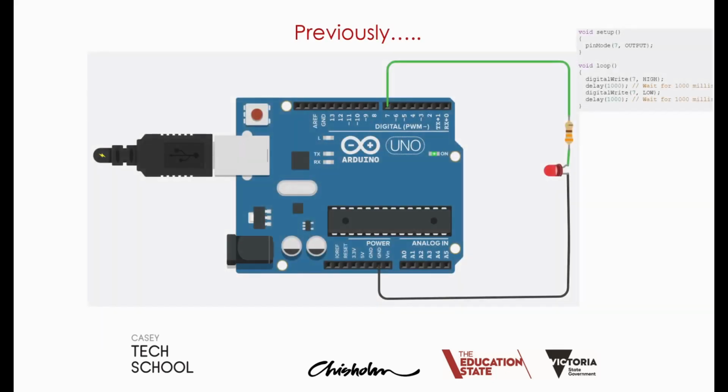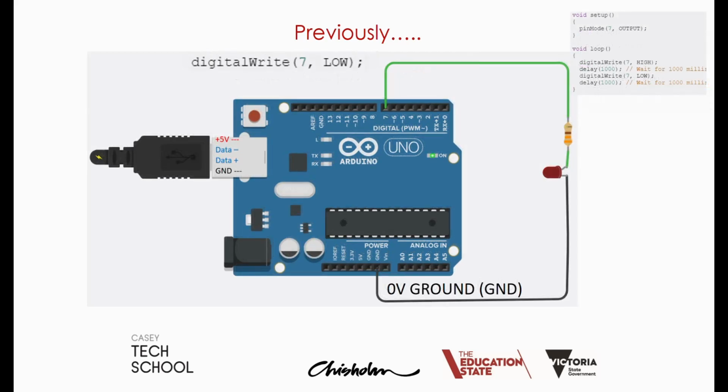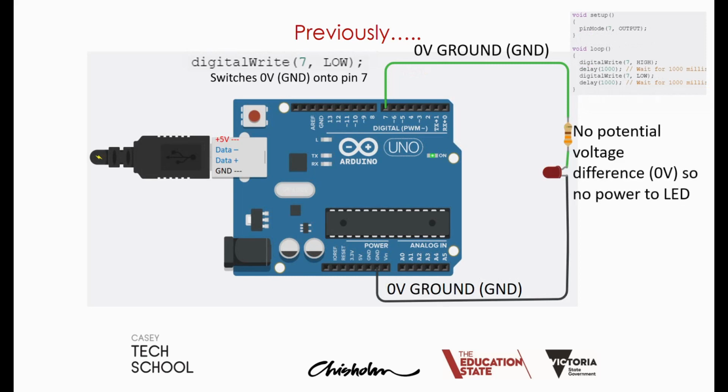In an earlier video, we used Tinkercad circuits to build a basic Arduino circuit which connected an LED to digital pin 7. We then used code to effectively switch 5 volts out on pin 7 to light up the LED. In contrast, we then used code digital write low to effectively switch the ground or 0 volt connection to pin 7 to effectively turn the LED off.